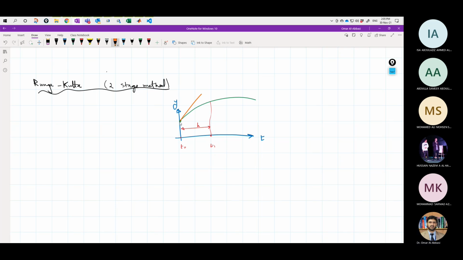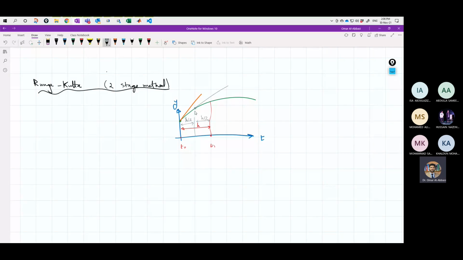Okay. In the Euler's method, we took the slope only at the initial solution. Over here, in the Runge-Kutta two-stage method, we will take the slope at the midpoint of the interval. So basically, I will come in the middle part of the interval, h/2. That is h/2. I will calculate the slope over there as well.